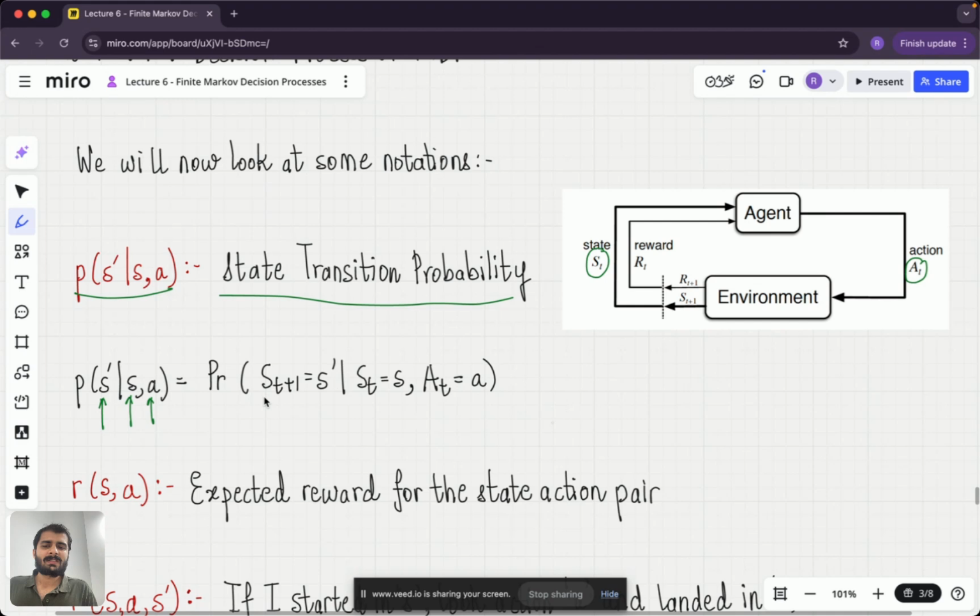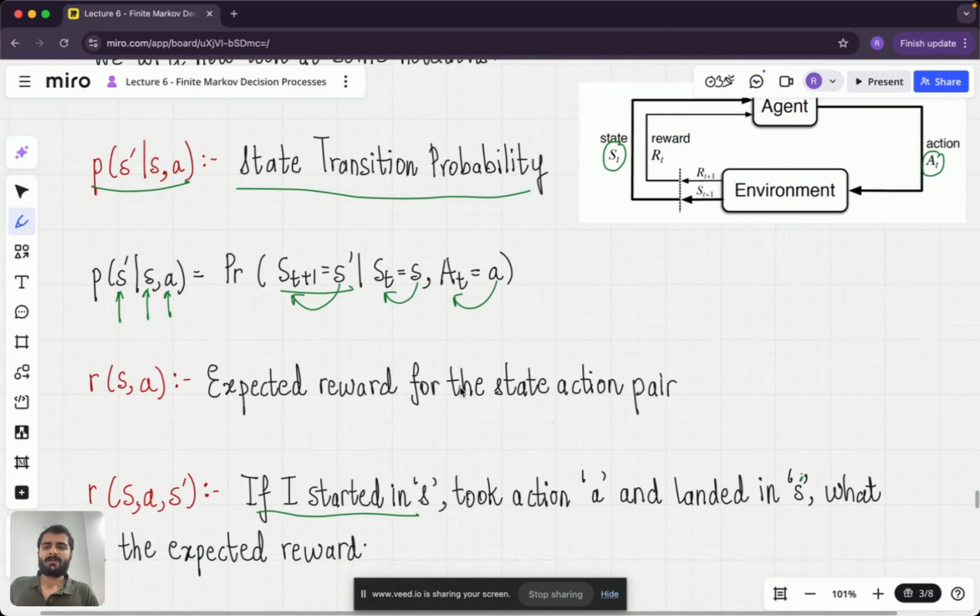This is also represented by this notation where we say that we are choosing the value S dash from this set S of t plus 1, we are choosing the value S from this set S of t, and we are choosing the value A from this set A of t. Then R of S comma A is the expected reward for this state action pair. So this is the pair when the agent is receiving state S from the environment and taking an action A, then what is the expected reward from the environment for this state action pair?